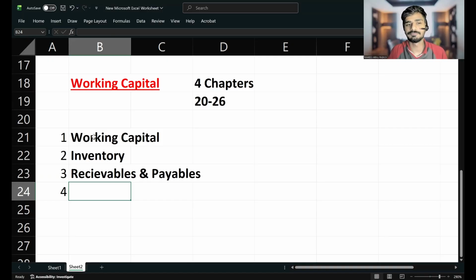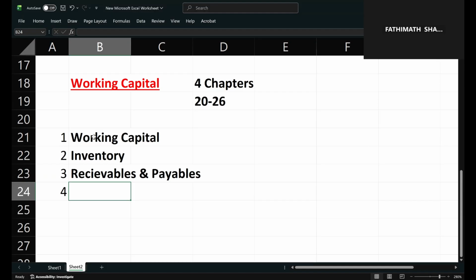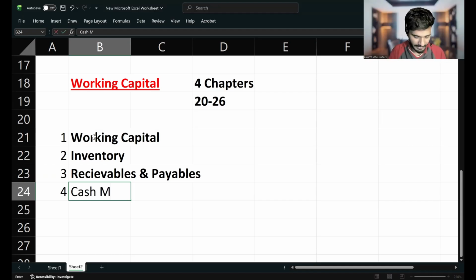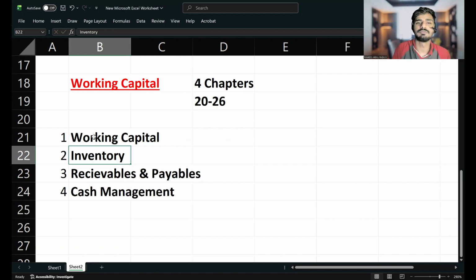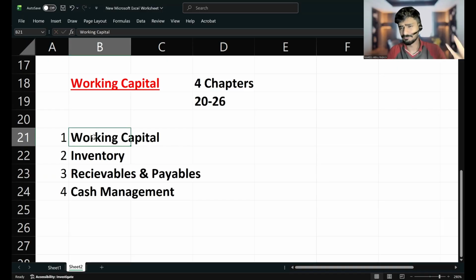The next chapter is about cash and funding strategy, or else I would say cash management. So there are 4 chapters in working capital. Number 1 was the overall working capital management. Number 2 was about inventory, where you will be learning about EOQ, just-in-time stock management, everything. Number 3 was receivables and payables management, and number 4 is cash management.